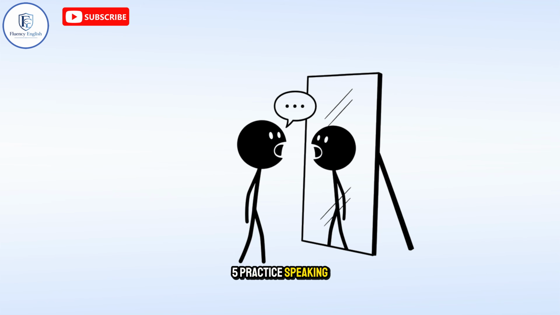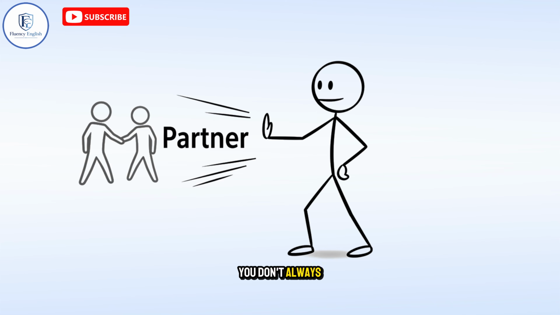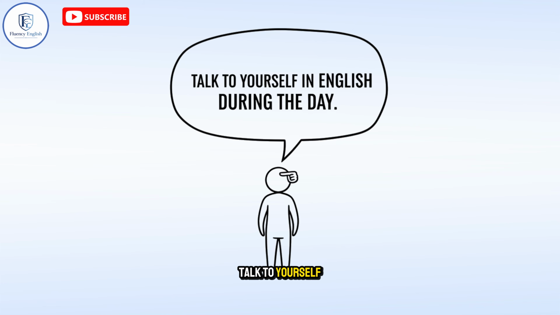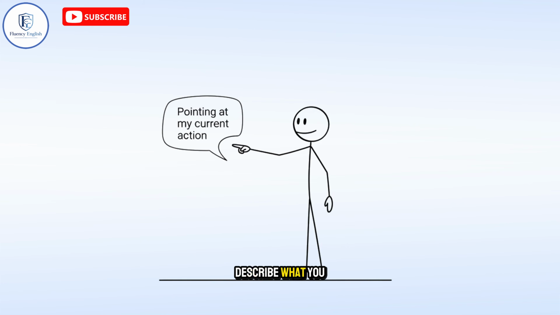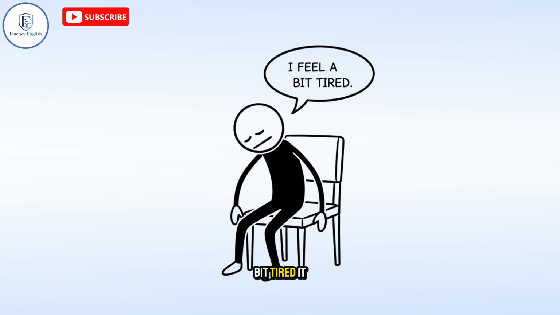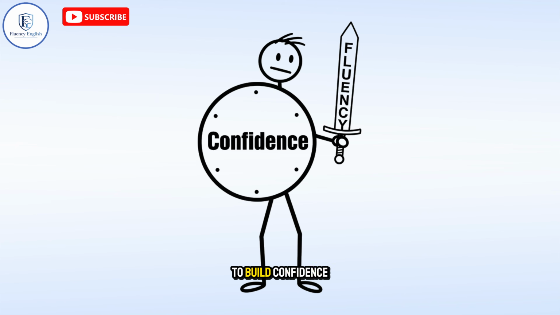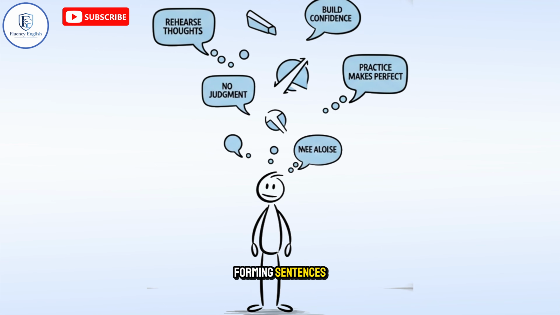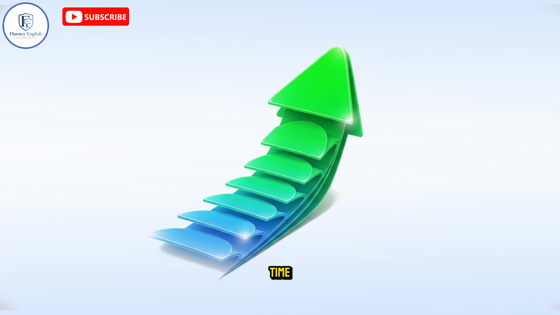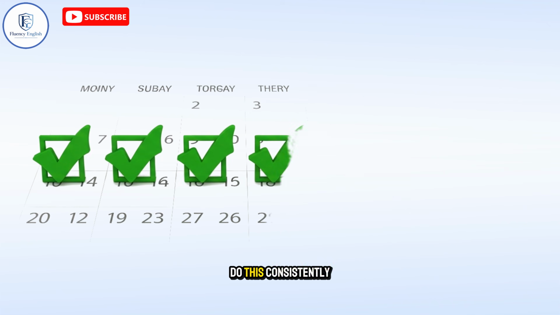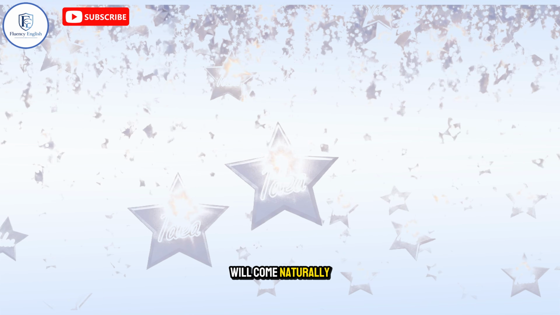5. Practice speaking, even when you're alone. You don't always need a partner to improve your speaking skills. You can practice alone. Talk to yourself in English during the day. Describe what you are doing. I'm cooking now. I'm going to work. I feel a bit tired. It may feel strange at first, but that's normal. The goal is to build confidence and fluency. Speaking alone helps your brain get used to forming sentences without pressure. Over time, speaking becomes more natural, even when you talk to real people. Do this consistently, and your ideas will come naturally.